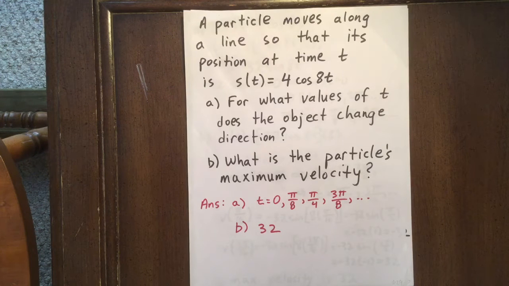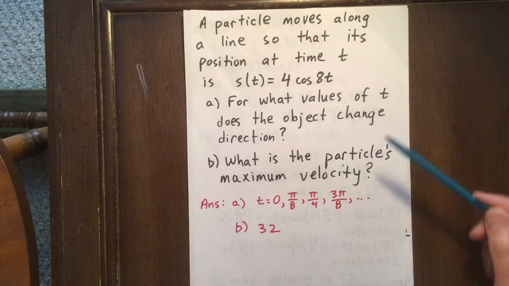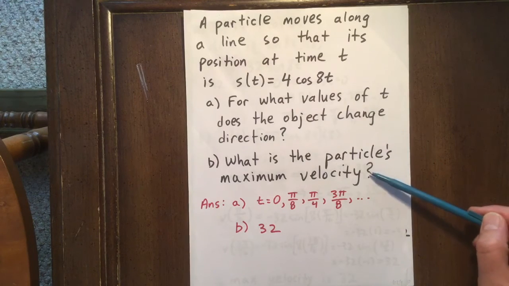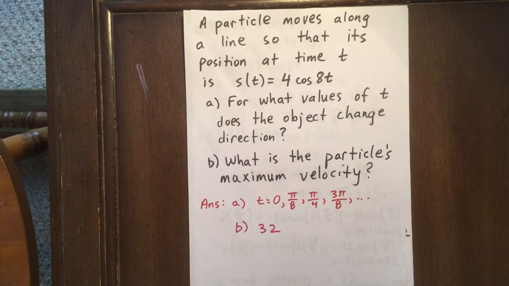For this question, we're told that a particle is moving along a line so that its position at time t is given by a trigonometric function. We want to know for what values of t the object changes direction, and we also want to know the particle's maximum velocity.